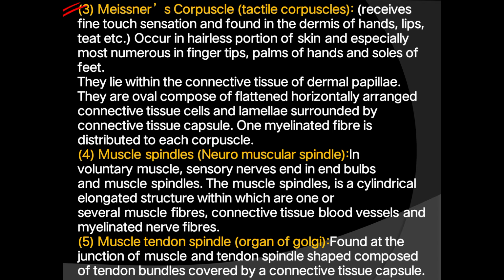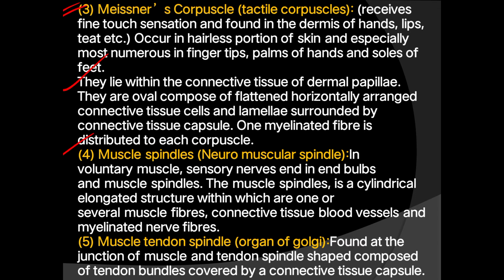So where can we find them? In the dermis of the hands, lips, and teats, Meissner capsules are found. They occur in the hairless portion of the skin, and are most numerous in the fingertips, palm of the hand, and sole of the feet, and they lie within the connective tissue of the dermal papillae. They are oval, composed of flattened, horizontally arranged connective tissue cells and lamellae, and surrounded by a connective tissue capsule. One myelinated fiber is distributed to each capsule.